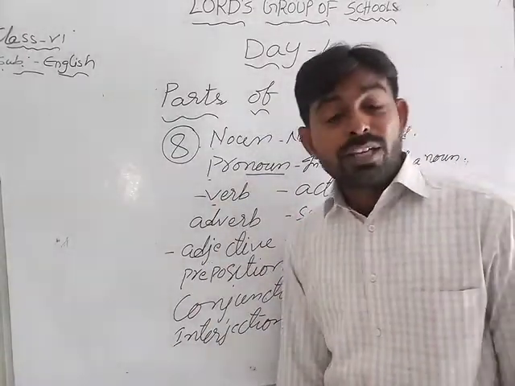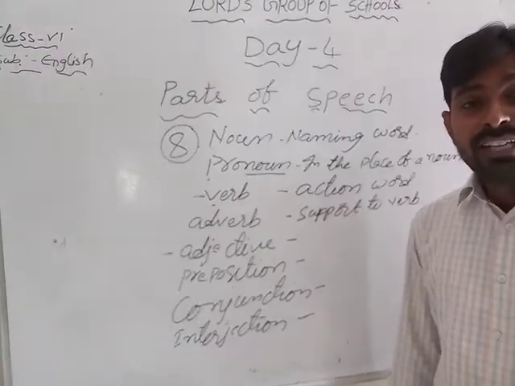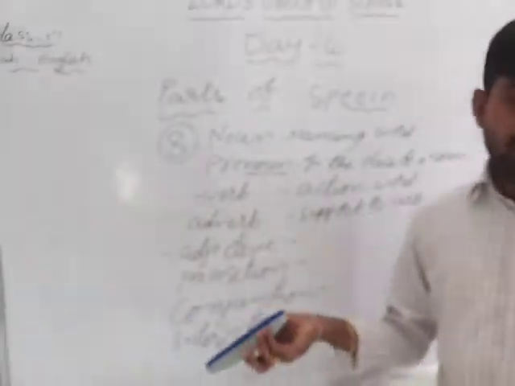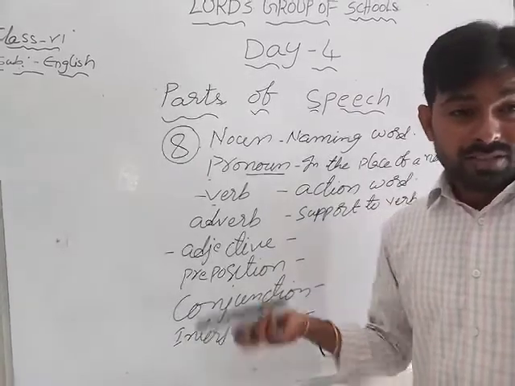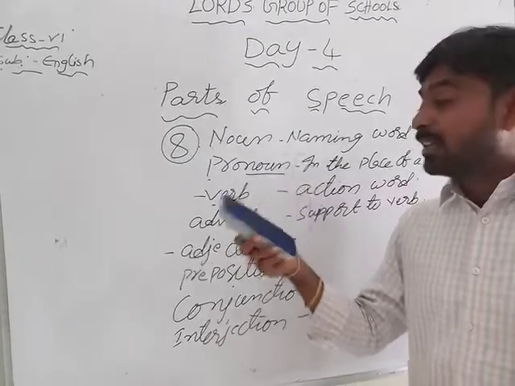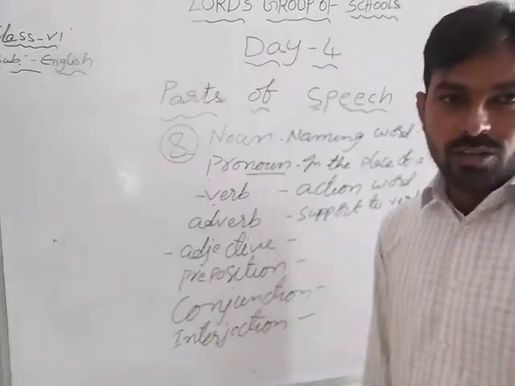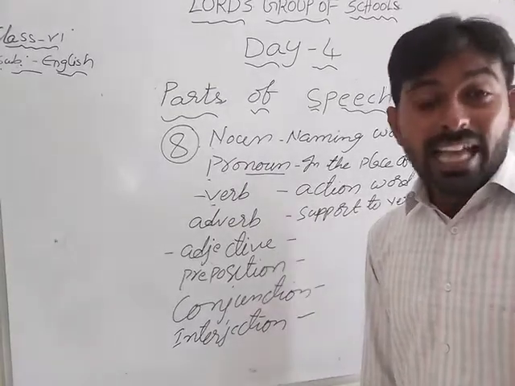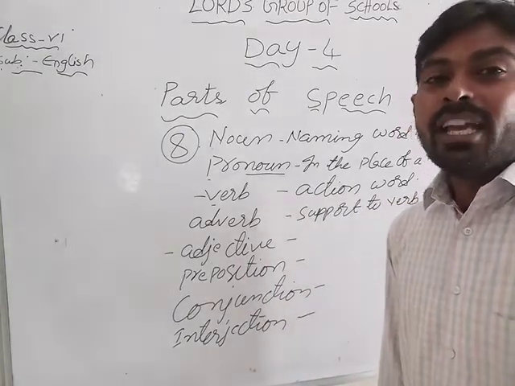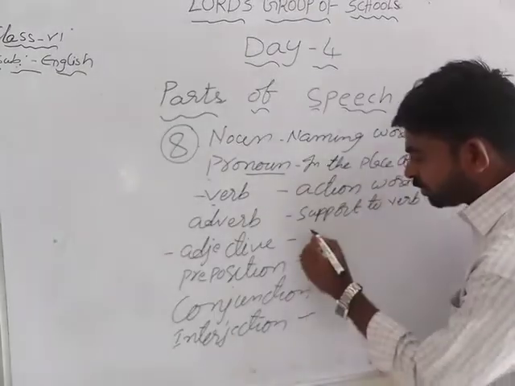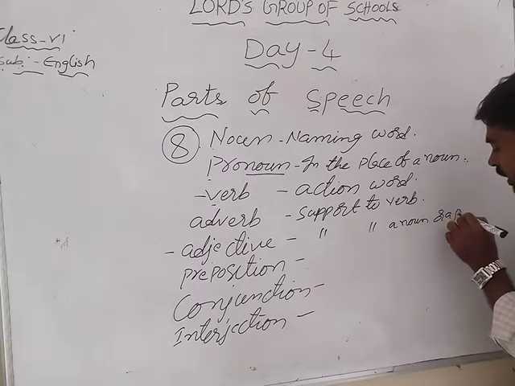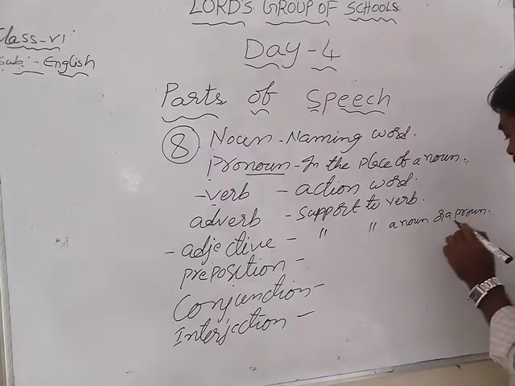How is an adjective going to support a noun or a pronoun, children? See, for example, Taj Mahal. Taj Mahal is very beautiful. Here Taj Mahal is a noun, and we are telling that it is beautiful. To a man we will say handsome, to a woman we will say beautiful. So whichever word is supporting a noun or a pronoun is called an adjective.